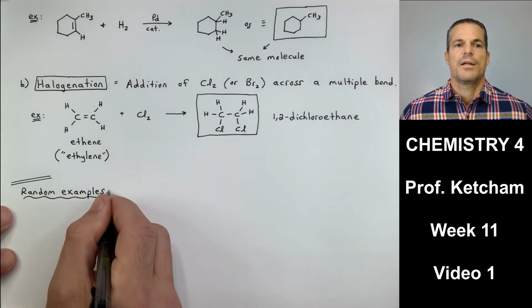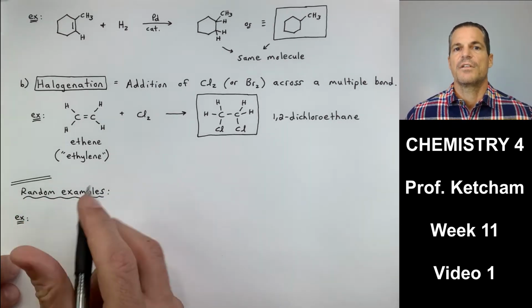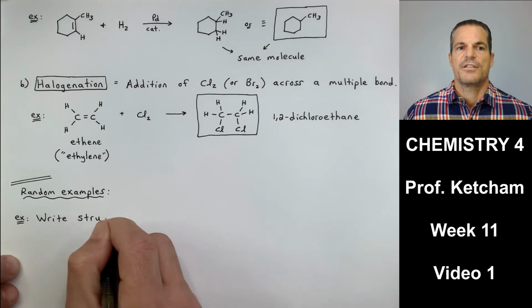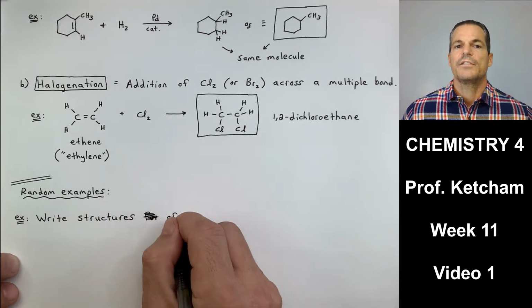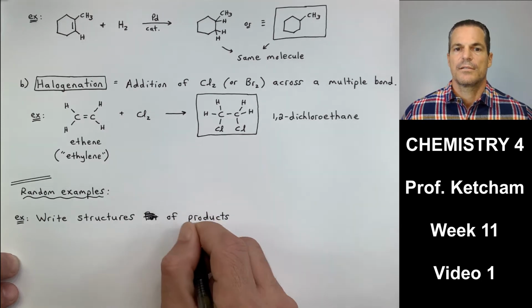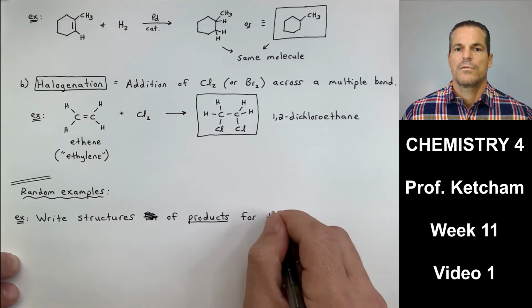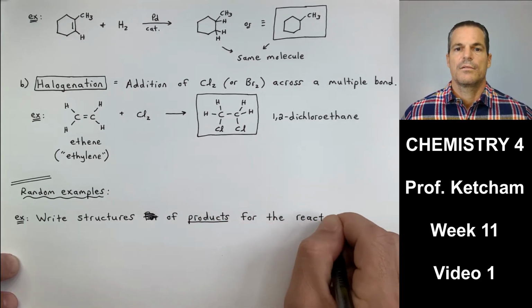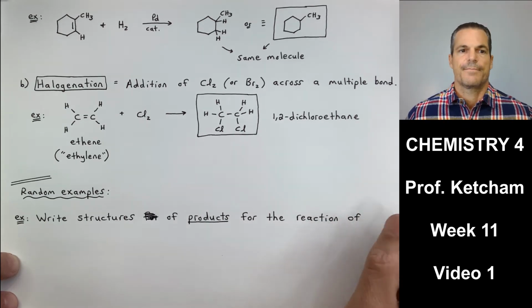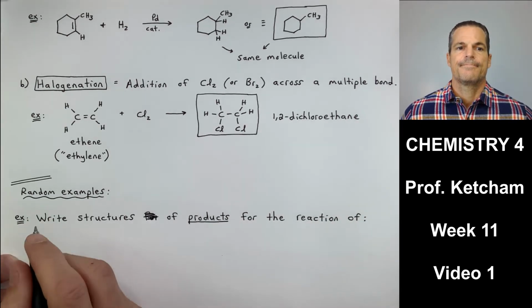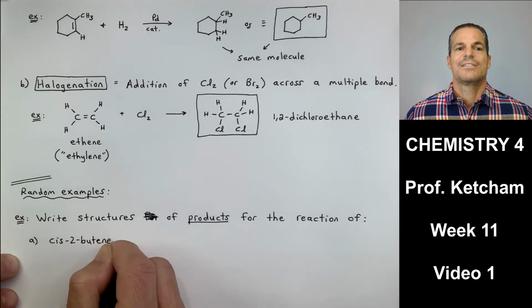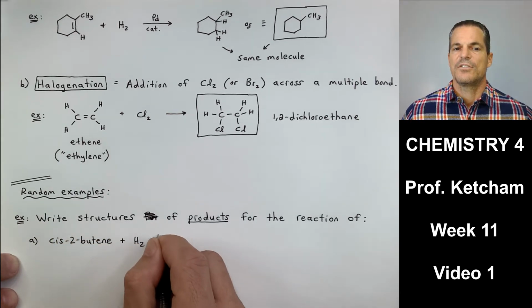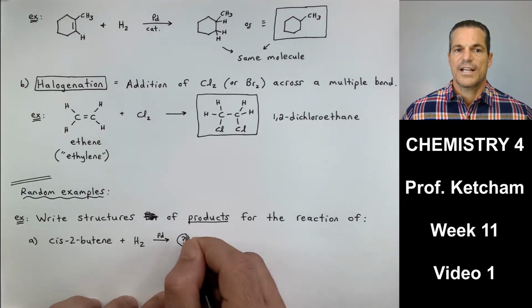Now, we will get to C, hydration, later on. So there are 3. I've just covered hydrogenation and halogenation at this point. Some random examples. Example, write structures of products for the reaction of the following. So the first one, A, I want to write structures of the products for this reaction. Cis-2-butene plus H2. Okay, what's that going to give me?